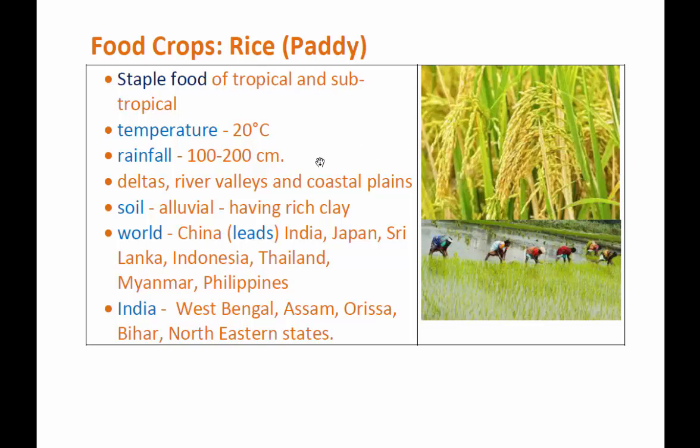This paddy or rice is also cultivated in the deltas, river valleys and coastal plains of these tropical and subtropical regions of the world. Okay, they need alluvial soil having rich clay content, so to say. In the world rice cultivation, the country China leads in the production of rice, and China is followed by India, Japan, Sri Lanka, Indonesia, Thailand, Myanmar and Philippines. In India, West Bengal, Assam, Orissa, Bihar and most of the northeastern states cultivate this rice. Okay, so this is all about paddy or rice.